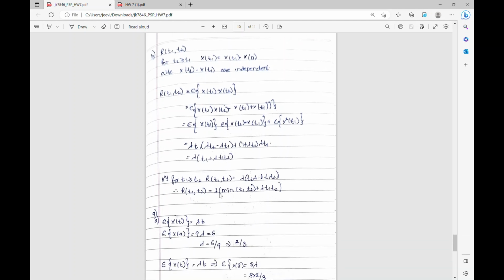Similarly, for the condition where t1 is greater than or equal to t2, the value of R(t1, t2) will be lambda into t2 plus lambda square into t1 t2. Therefore R(t1, t2) is equal to lambda into min of (t1, t2) plus lambda square into t1 t2. Therefore this is the solving of the 8th question of homework 7.